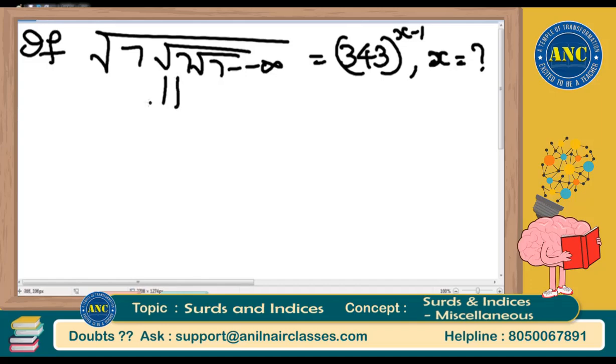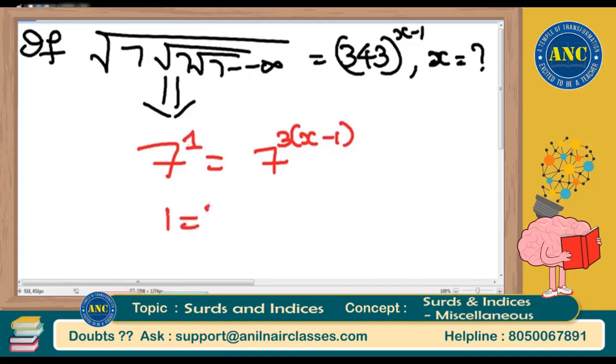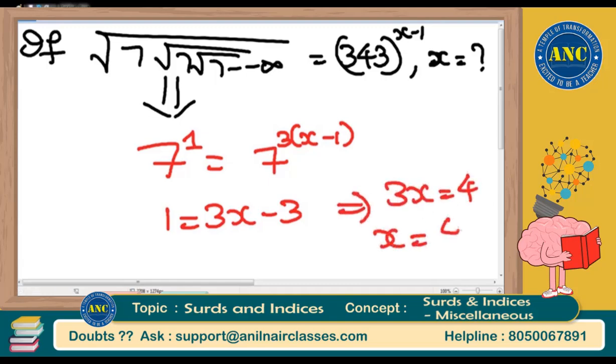Now, we already know it. Root 7, root 7, root 7 infinite times is nothing but 7 itself. We know it, sir. 343 is 7 power 3. Whole power x minus 1, 7 power 3 into x minus 1. Bases are same. Equate the power. 1 is equal to 3x minus 3. So, 3x will be equal to 4. X value they are asking, 4 by 3. Very easy, because we already solved difficult questions. These questions are never a difficulty.